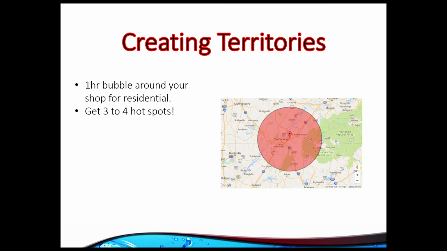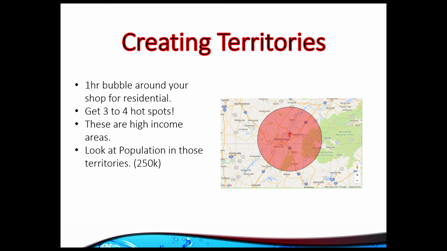All right, so find those 4 hot spots. These are high income areas. So those 4 spots are going to be high income areas. Look at population in those territories. You want, like I said, 250,000 in population in that territory.